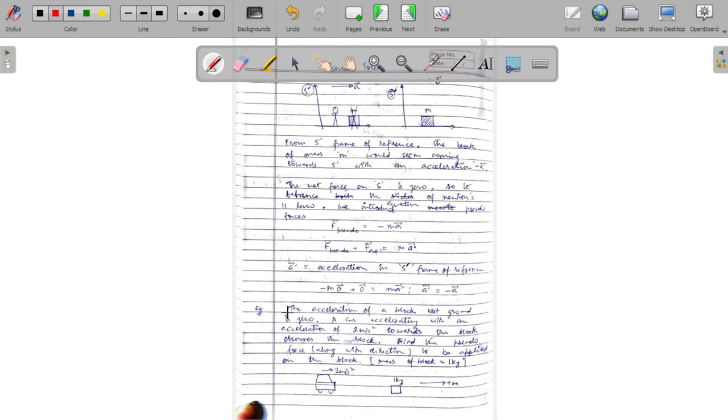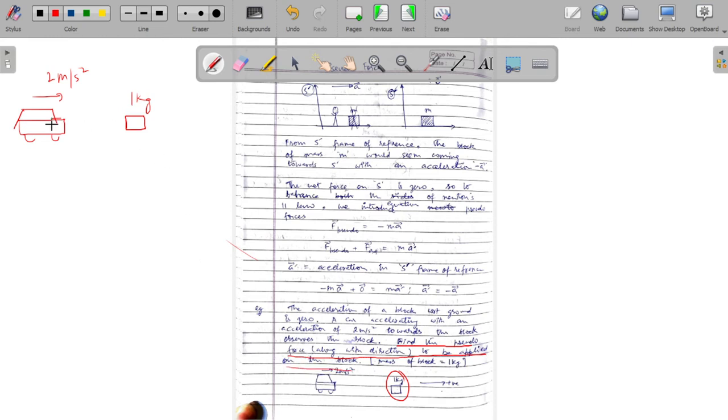The acceleration of the block with respect to the ground is 0. There is a block. A car is accelerating with an acceleration of 2 meters per second square towards the block. So we have a car, let's say, and we have a block. The block has a mass of 1 kg and the car has an acceleration of 2 meters per second square. Find the pseudo force to be applied on the block.